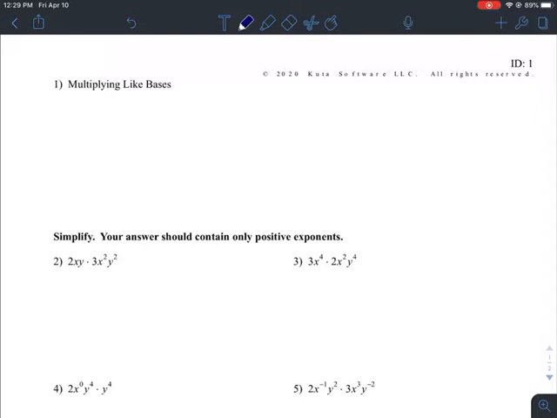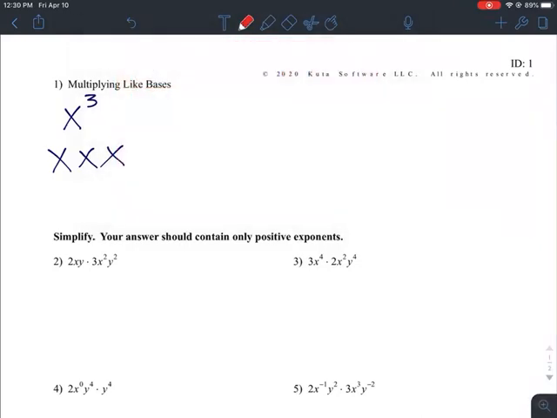So this week we're going to talk about properties of exponents. And the first part of that is going to be multiplying like bases. So basically, if you remember, an exponent has a base, which is what I would call the normal sized variable or number. And then the exponent tells you how many times to multiply the base by itself. So like x to the third power essentially means x times x times x.